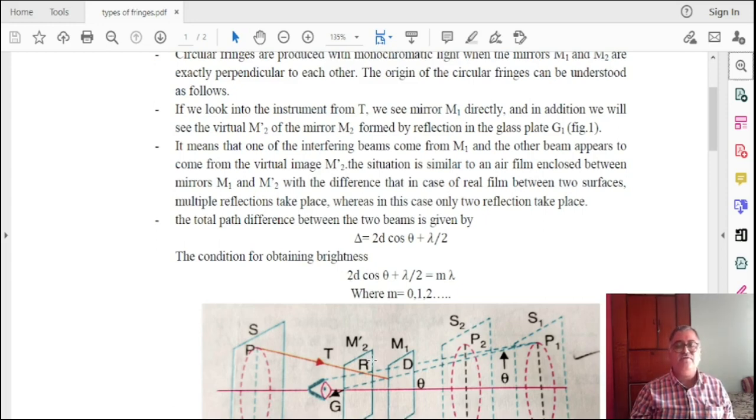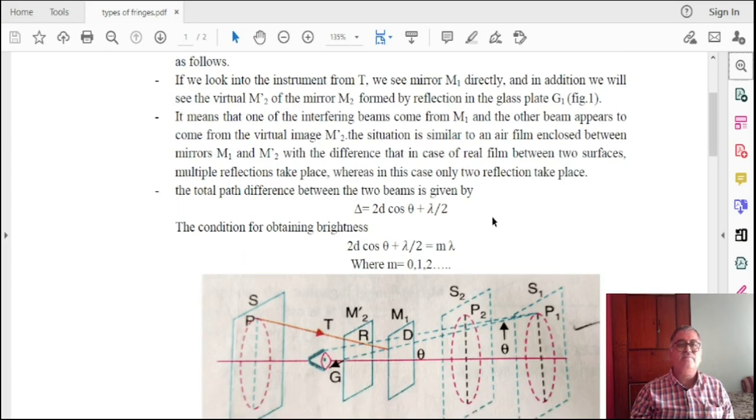There is the formation of an air film, with the difference that in the case of a real film between two surfaces, multiple reflections take place, whereas in this case only two reflections take place. Therefore the total path difference between the beam coming from M1 and the beam coming from the virtual mirror M2 dash, this optical path difference, equals 2d cos theta plus lambda by 2.